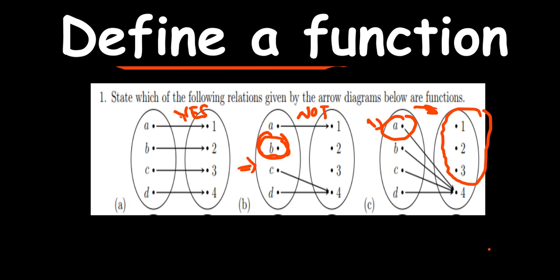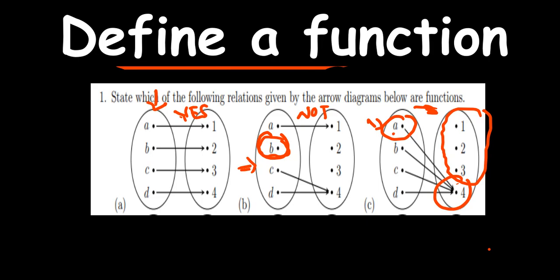And then the third point is that each element in the first set here should only be mapped to one element in the other set. It doesn't matter if it's the same element where all these are going, as long as this element here is just mapped to one element in the second set, then that becomes a function. So that's the definition. Two important points there.